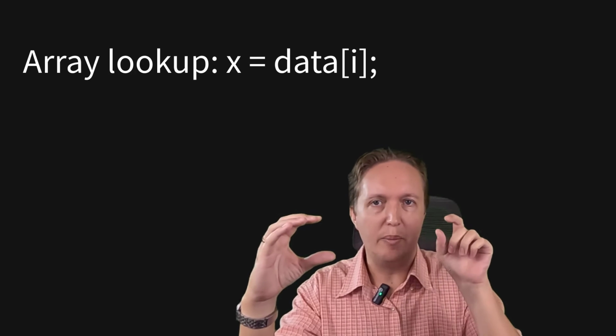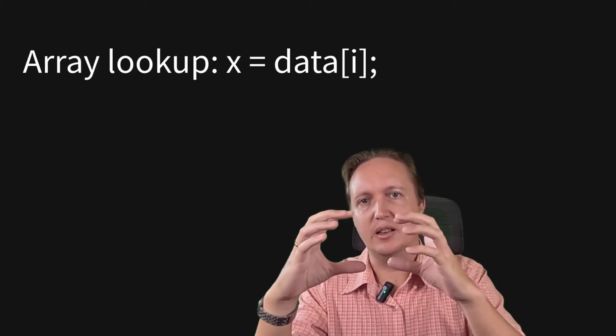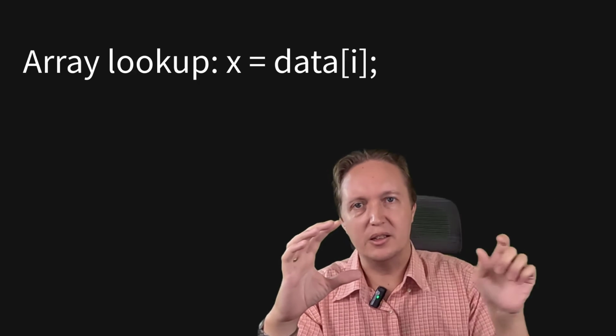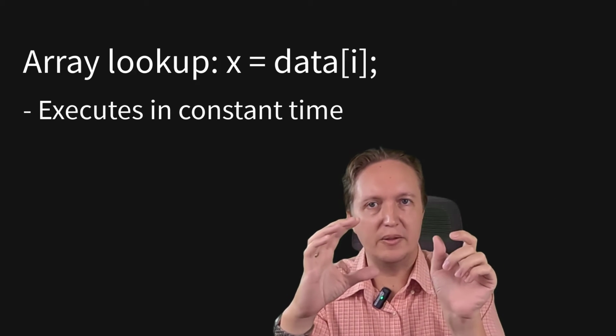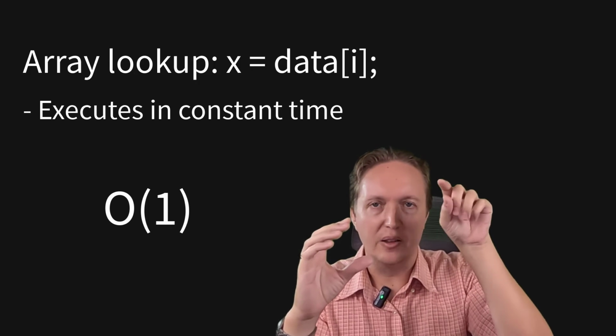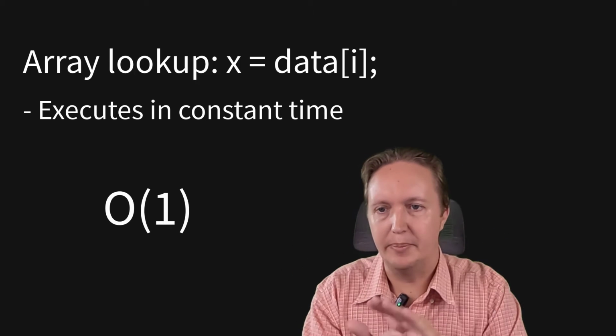Say we have an array of numbers and we want to read just one number out of that array. It doesn't matter if this is a big array or a small array. Ignoring things like CPU caches, this will always take the same amount of time. And we denote that with big O and in brackets 1 for constant time.